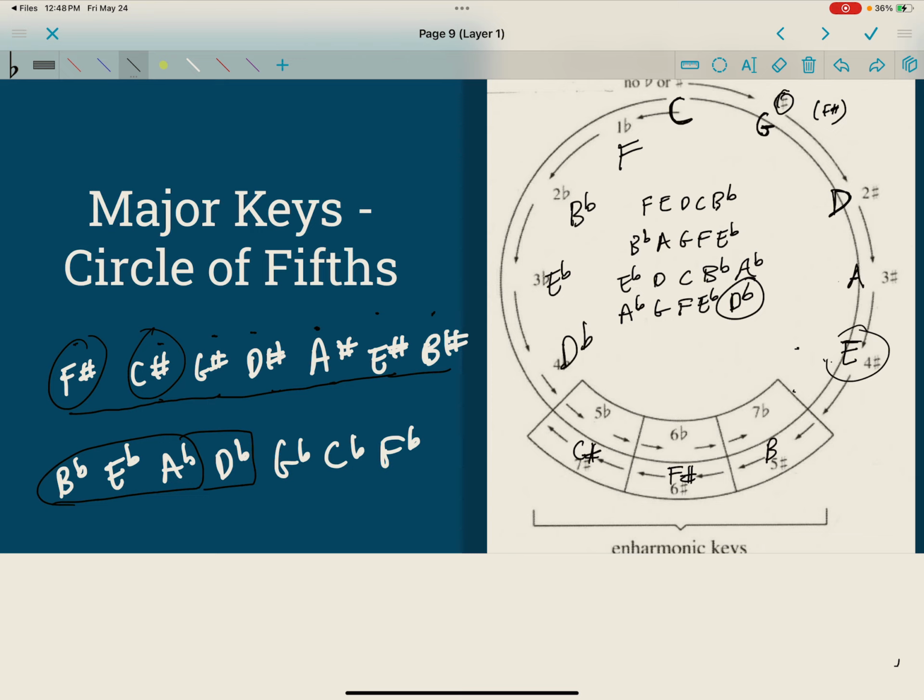Now we go into the enharmonic keys, which we know are 2 pitches that sound the same because they have the same spot on the piano, but look different. So they sound the same but look different. So C sharp. So C sharp is written here, right?